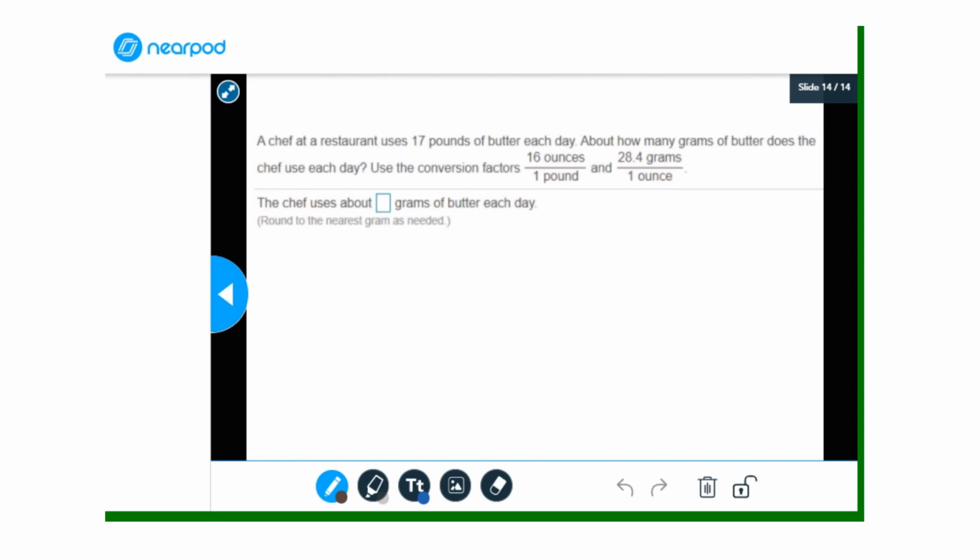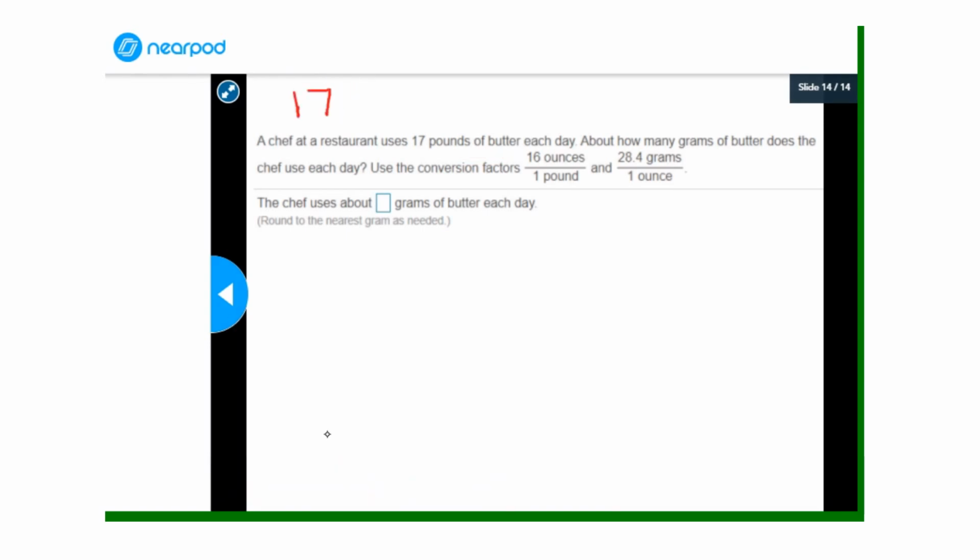So obviously we have to convert. We want to know how many grams of butter the chef uses each day. So we have to know where we're starting and where we're going. You always want to know what you're converting from and what you're converting to. Right here it says 17 pounds of butter, so I want to convert 17 pounds into, and to convert means to go from one form to another, into grams, the number of grams.